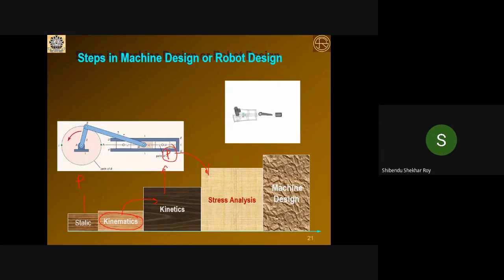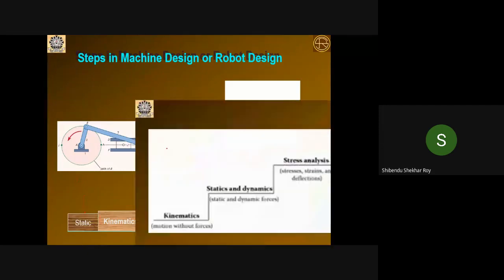And this is a well-known mechanism, called the slider mechanism. I will come to this slide. So in this particular class, we will cover the kinematics and kinetics portion. In your solid mechanics class, stress analysis will be covered. Once this foundation is over, then in the fourth semester you will learn how to design a machine.